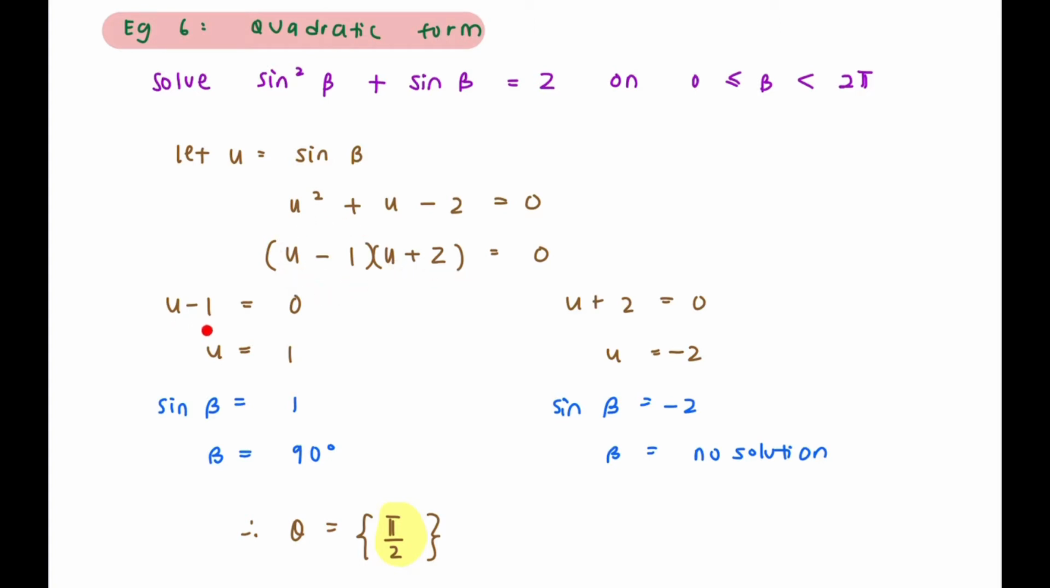The first one is u minus 1 equal to 0. The next one is u plus 2 equal to 0. Now u is equal to 1. Let us back substitute. Sine beta is equal to 1. Then this is 90 degrees.